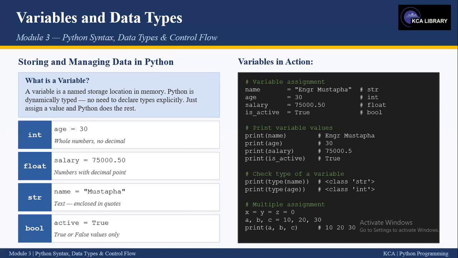Multiple assignments: x equals y equals z equals 0. A, comma, B, comma, C equals 10, comma, 20, comma, 30. Print, open parenthesis, A, comma, B, comma, C, close parenthesis, hash, 10, 20, 30.